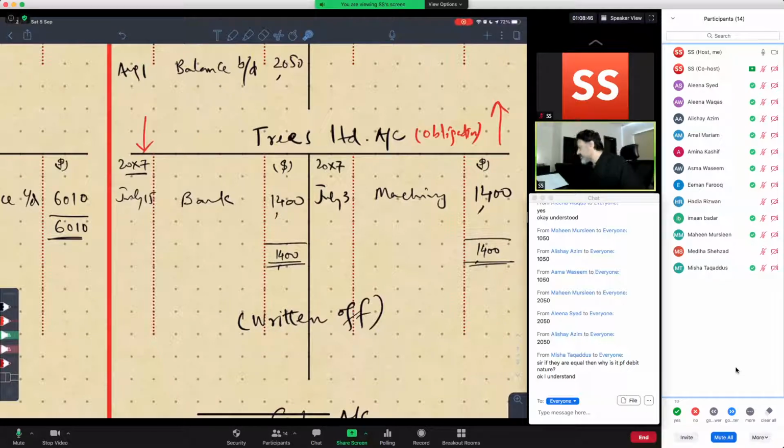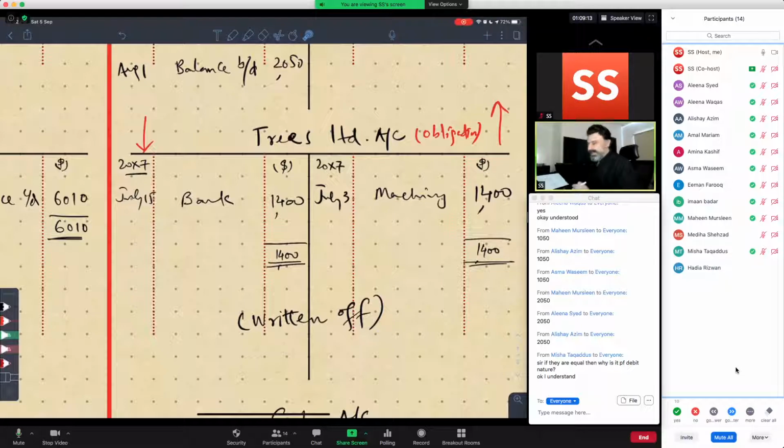They are equal. Its default nature was obligation, right? जब आपने ट्रीज लिमिटेड के साथ ट्रांजैक्शंस स्टार्ट की थी तो आपने उनसे मशीनरी खरीदी थी. So that makes Trees Limited a liability by default. But that liability is now settled. So that means there is no more liability, right? So if an account has the two sides already balanced, this account is understood to be written off from your books, right?